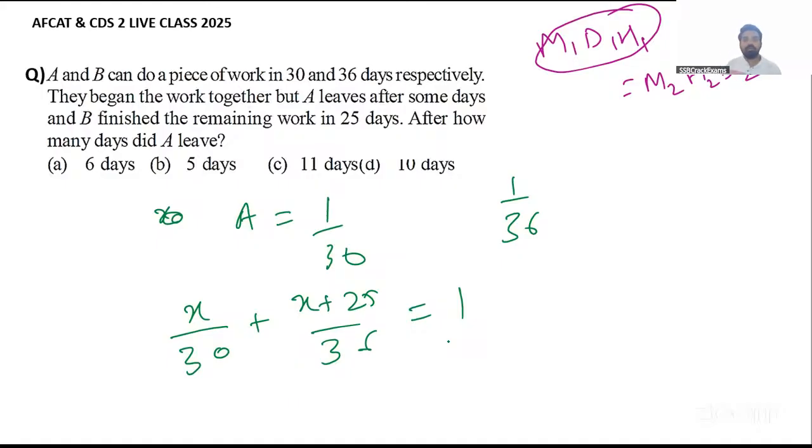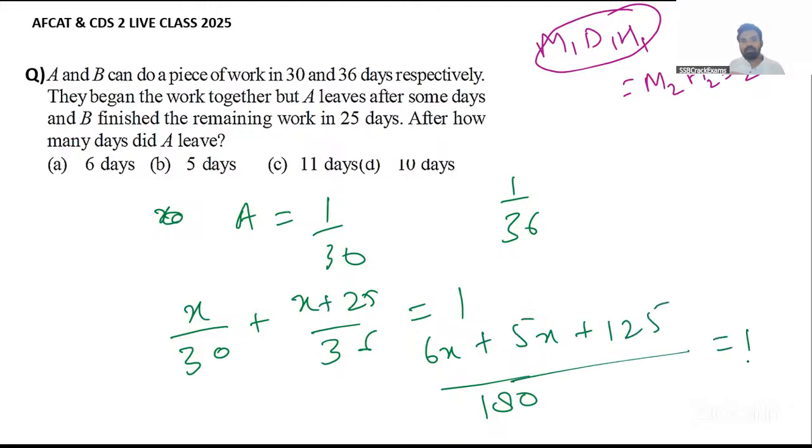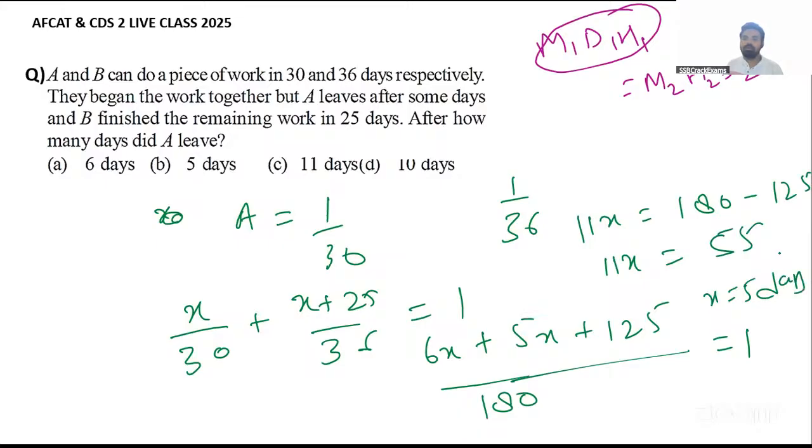And what is the problem here? Suppose it is 180, then 6x plus 5x plus 125 equal to 180. 11x is equal to, okay, now I got it. What is the problem? 180 minus 125, 11x is equal to 55. X is equal to 5 days. Okay, I made a calculation mistake last time.